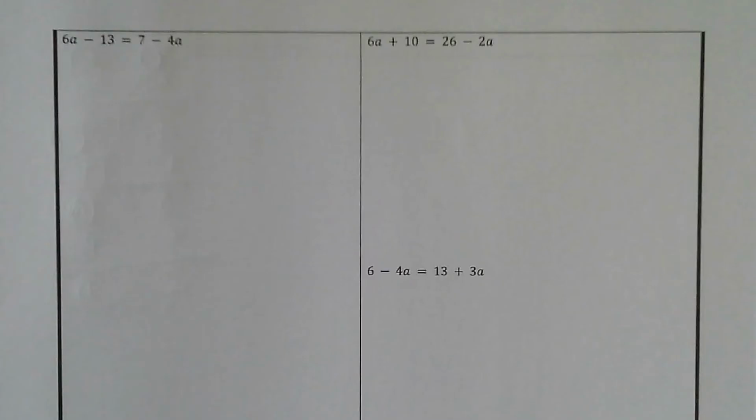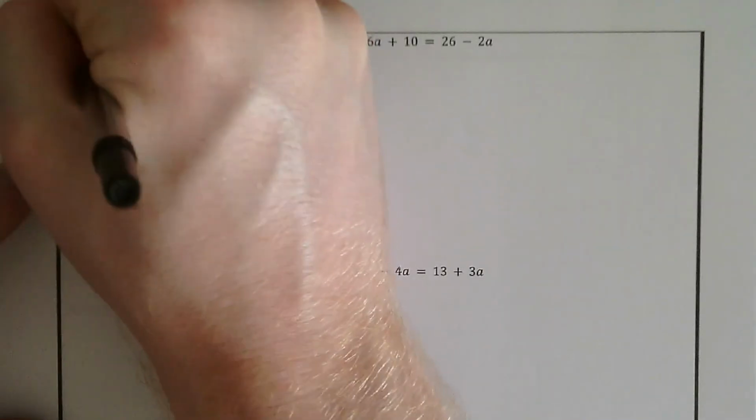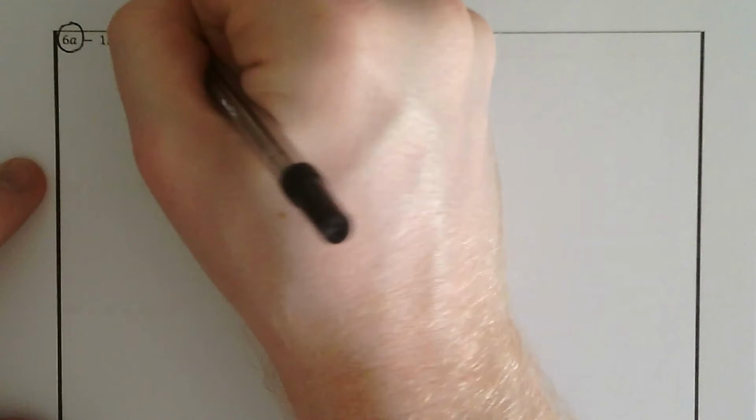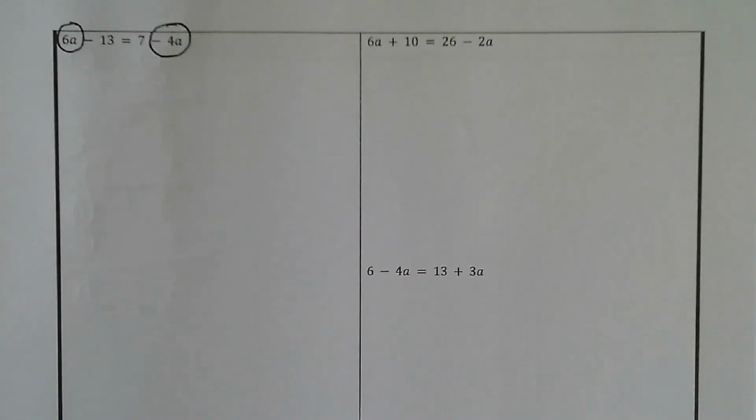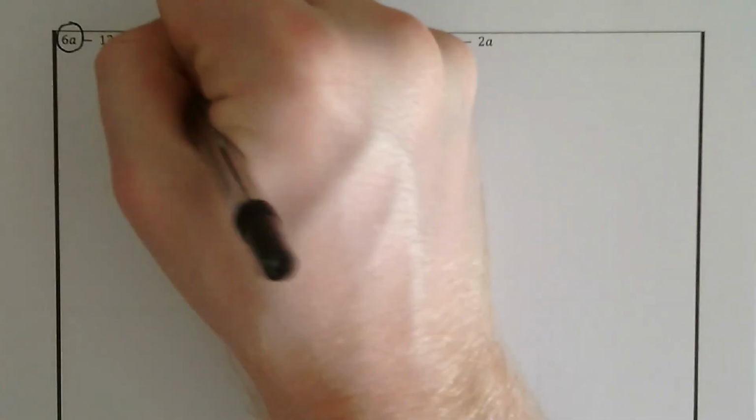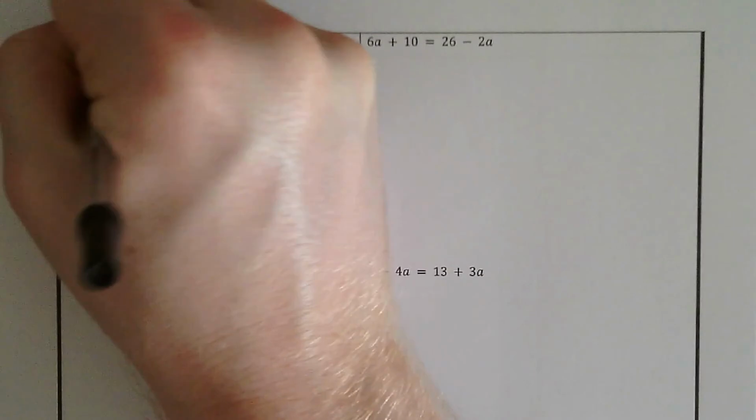Our next example is similar. We start by circling the terms that contain the variable. That's 6a and minus 4a. It's really important to include the negative sign for this term. That's because when we decide which one is the smallest term, well, that's going to be minus 4a. So to undo taking away 4a, we're going to add 4a to both sides of the equation.